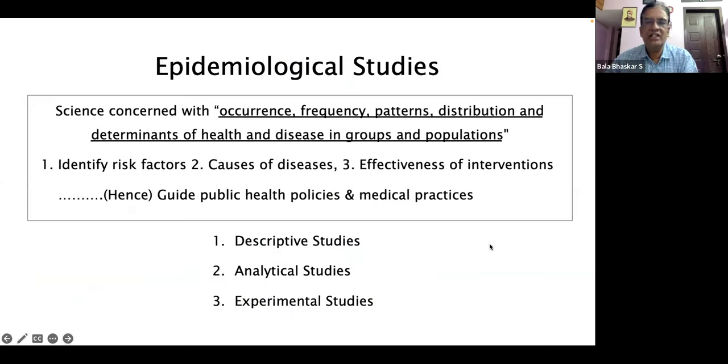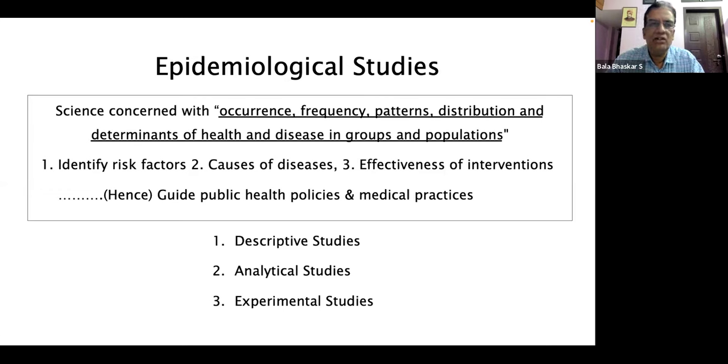So our point of focus today is about epidemiological studies. So epidemiology per se is a science concerned with the occurrence, the frequency, the patterns, the distribution and determinants of health and disease in groups or in populations. So basically, we identify certain risk factors for some condition. When I say it is disease, it is not a disease alone. It is some outcome. The risk factors for the outcome, the causes for the outcome, the effectiveness of the treatment which we are trying to think about. So these three are the more important factors for any epidemiological studies.